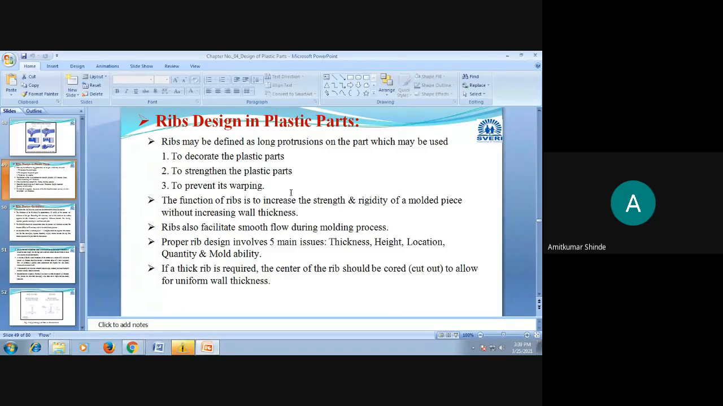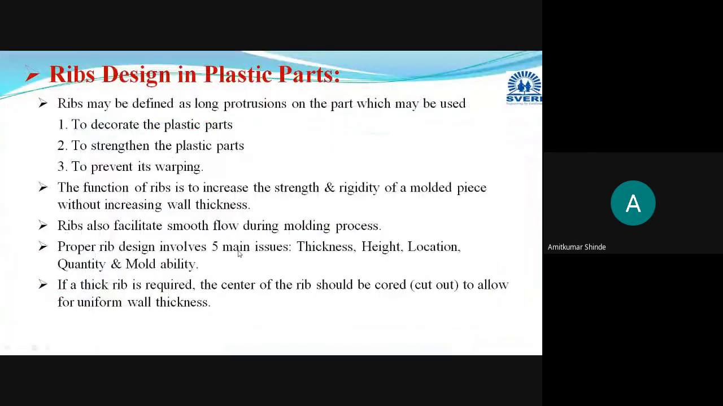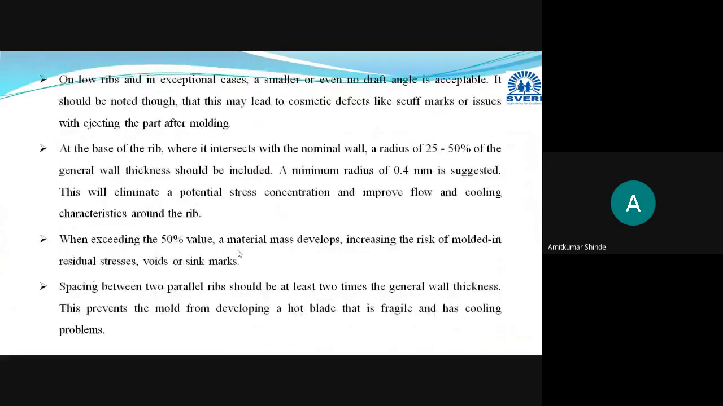Initially we have to discuss that, and after that we have to provide some design related guidelines, guidelines related to the design of the ribs in plastic parts. In this way each part we will discuss: ribs, then bosses, gussets, coring, radius and fillets. First we will start with the ribs, and first I will show you practically what the ribs are.